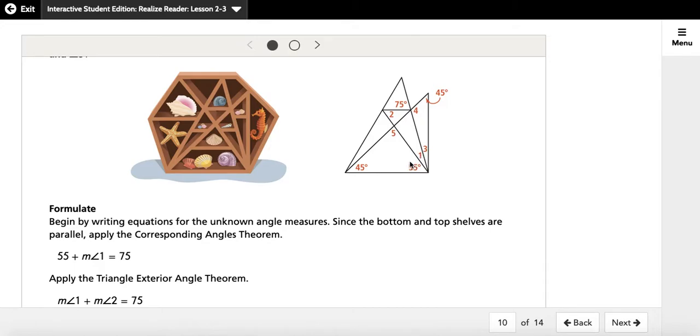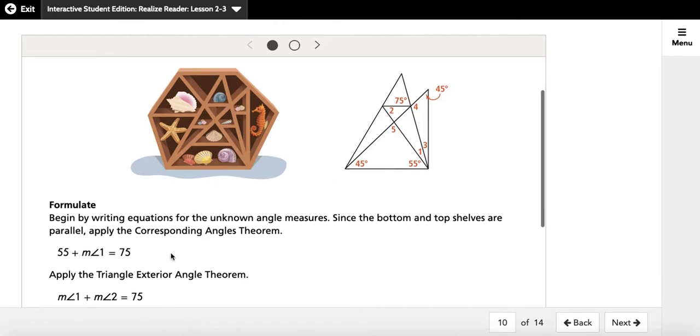Why do they say that? Well, because that's parallel to that. This is corresponding, the 75 and the 1 plus 55. So since 55 plus measure of angle 1 is 75, you can subtract 55 from both sides and get that the measure of angle 1 is 20.